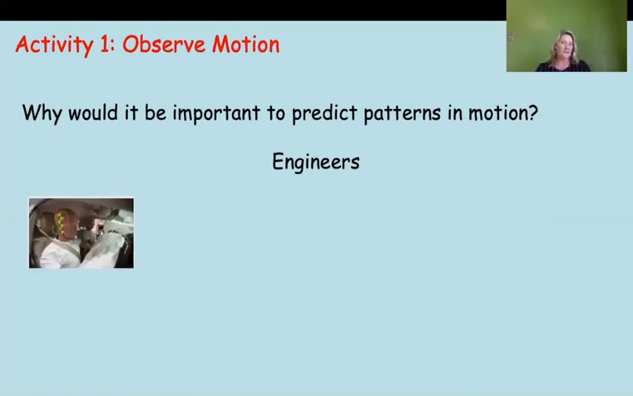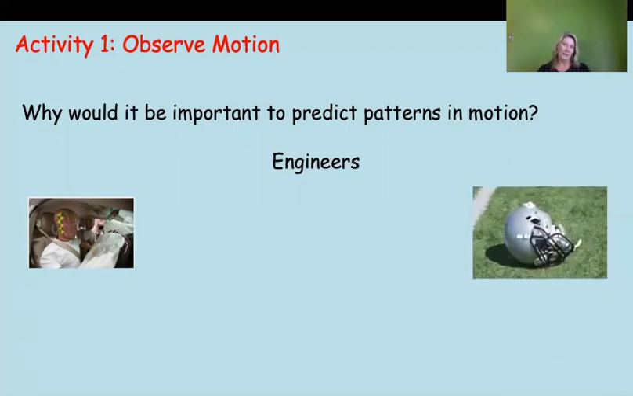What do you think this picture is? Crash test dummies? So think about cars. What would we need it for? Think about motion in cars. Maybe to make sure the car is safe, and they would need to predict patterns of motion to make sure that the car is safe.